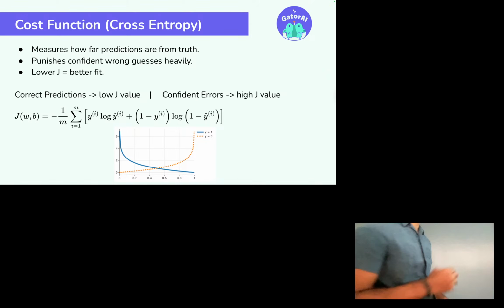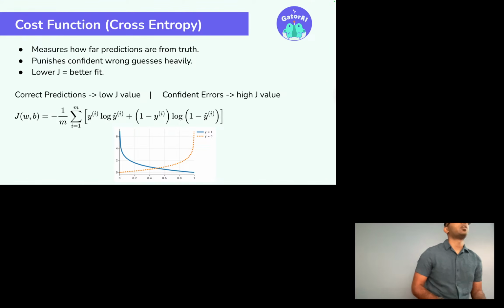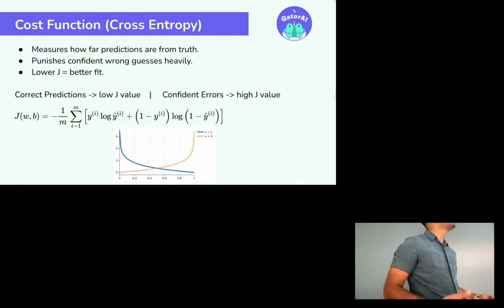All right, let's talk about cost function, also known as cross entropy. So now that we know that our model can predict probabilities, so probabilities between 0 and 1, we need to have a way of measuring whether these probabilities are good or not. So our way of evaluating this is called cross entropy loss, also called log loss.